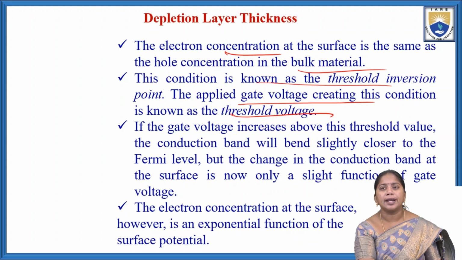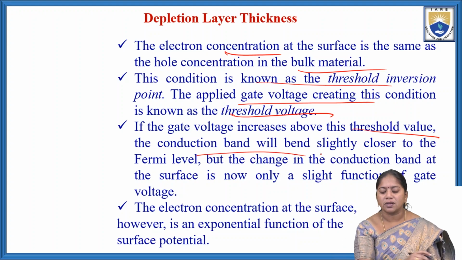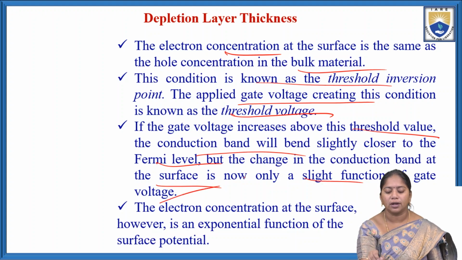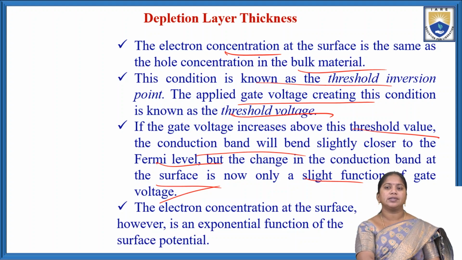If the gate voltage increases above this threshold value, the conduction band will bend slightly closer to the Fermi level, but the change in the conduction band at the surface is now only a slight function of the gate voltage. The electron concentration at the surface, however, is an exponential function of the surface potential.